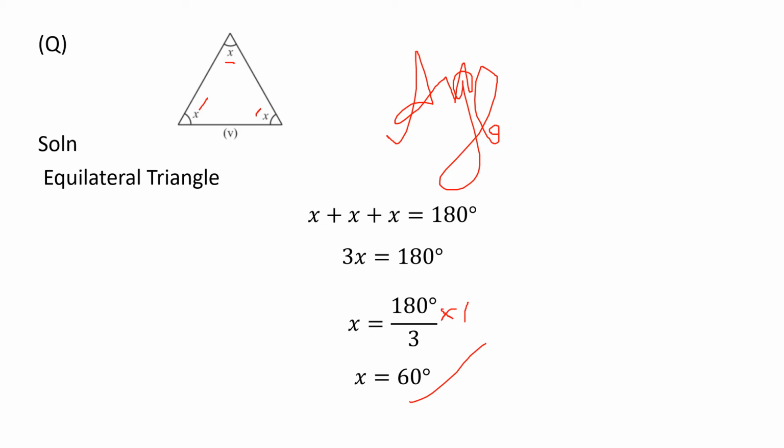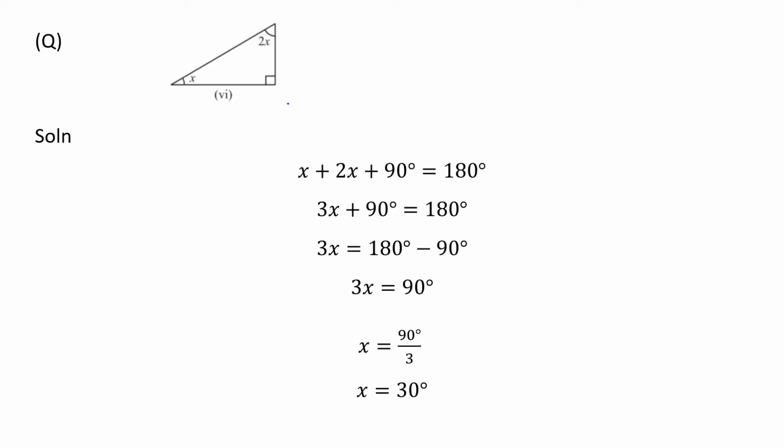Okay. Now let's see the next problem. What is the next problem? Okay, here also one angle is given, right? So this is 2x, this is x. What is the meaning of this angle? If you see the symbol like this, it means it is 90 degree. Okay, so one angle you know it is 90 degree. So you want to find out the remaining angle. So x plus 2x plus 90 degree is equal to 180 degree.